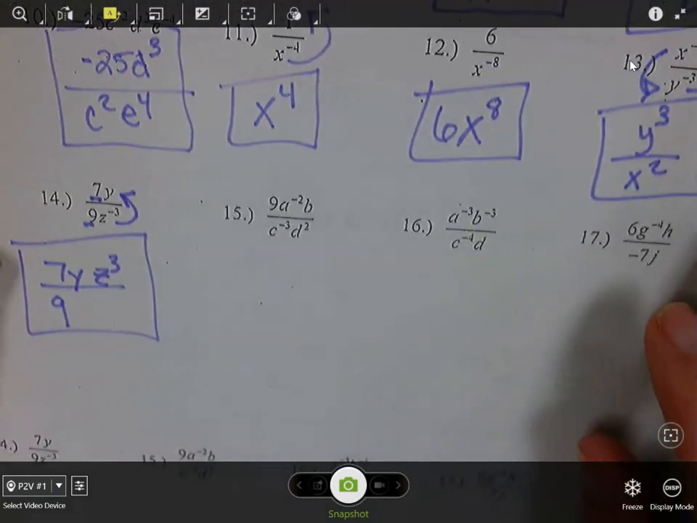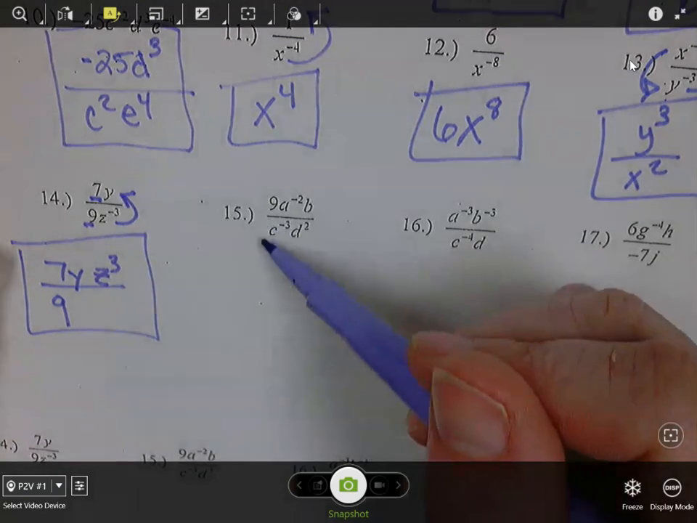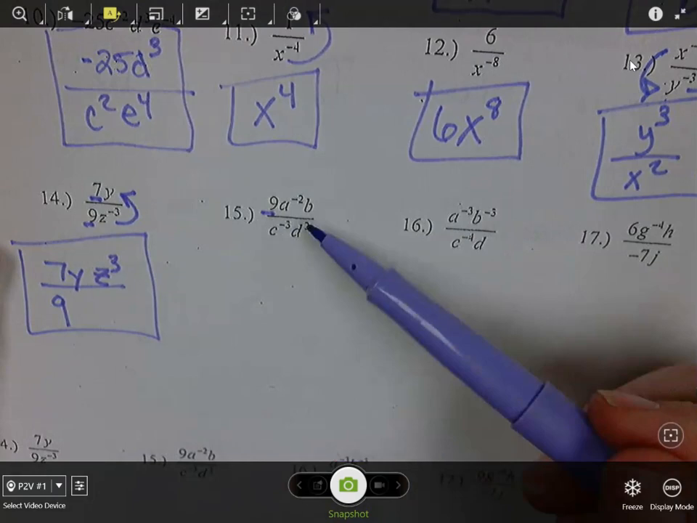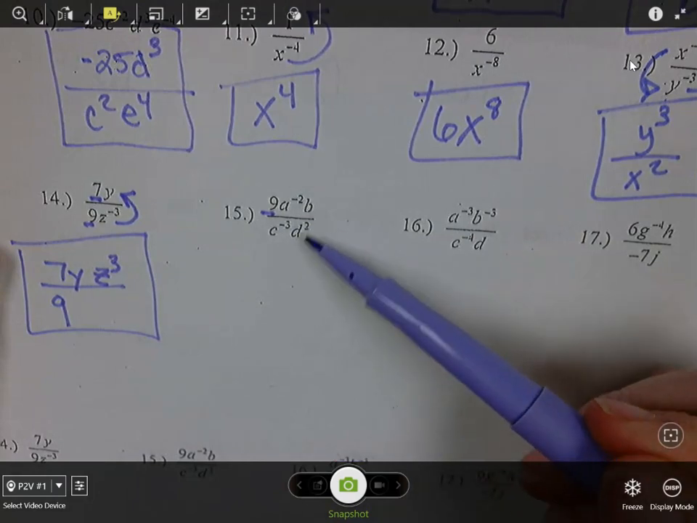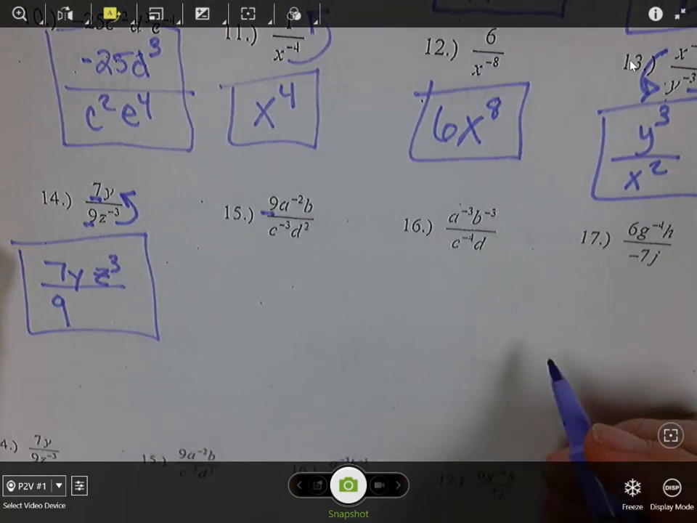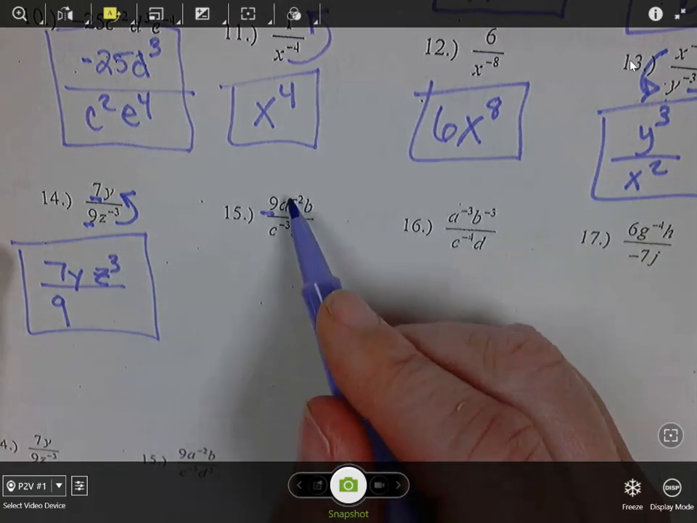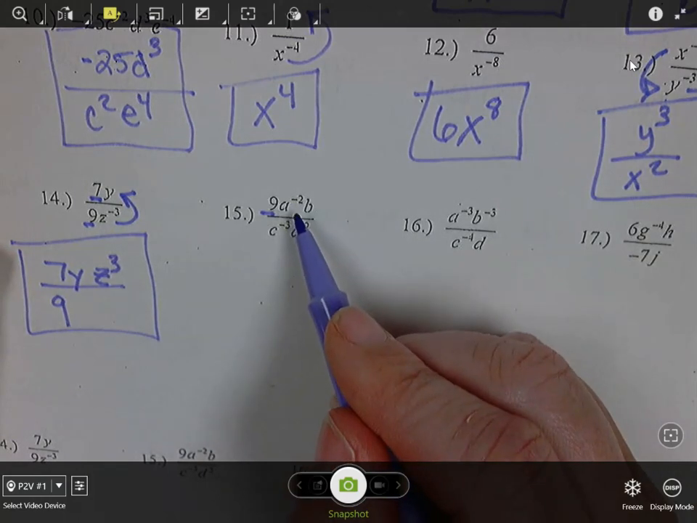What about number 15? Does anybody see any... well, no, first I need to reduce. This would be 9 over 1, so that's good. The 9's good. Anybody see any negative exponents that I need to flip around? Trenton, you see any negative exponents on number 15? Yeah. Which ones have negative exponents? So what am I going to do with the A? It's already at the top.